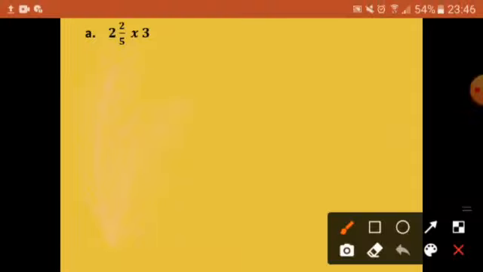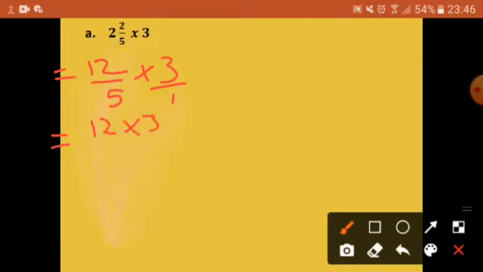A part: 2 whole 2/5 times 3. So what to do for converting a mixed number into an improper fraction? The denominator should be multiplied with the whole number. So 2 times 5 is 10, 10 plus 2, 12 upon 5. Then times 3. So now write 1 under 3. 12 upon 5 times 3 upon 1. So what is 12 times 3?